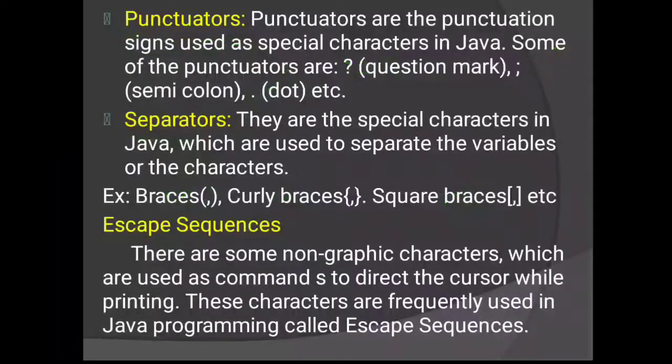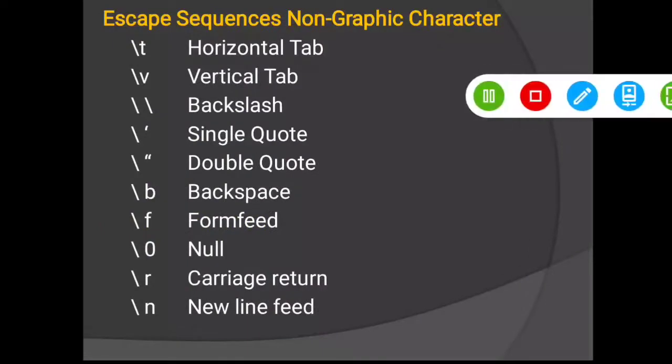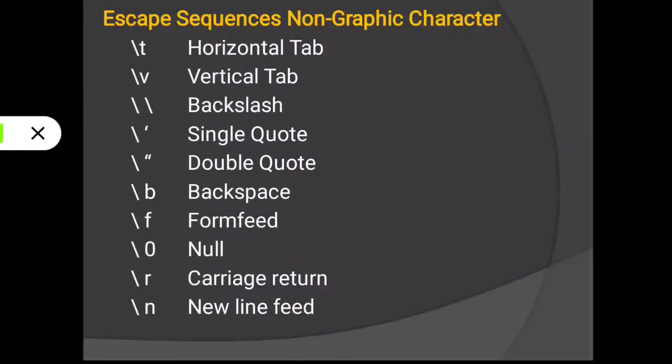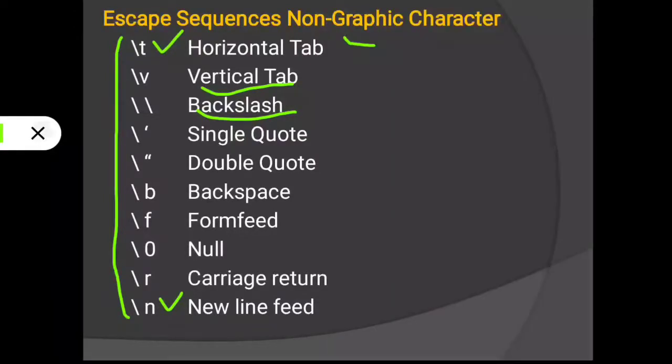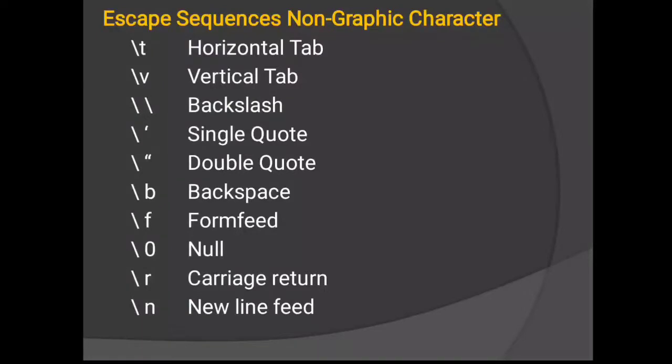For example, here \t we use for horizontal tab, \v for vertical tab, double backslash we use for backslash, and backslash with a single quote we use for a single quotation mark. Many more are there in our program. Basically we use \t and \n. These two we use frequently in our program. These all are escape sequences.